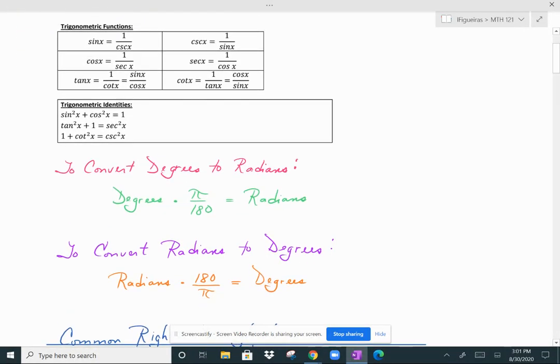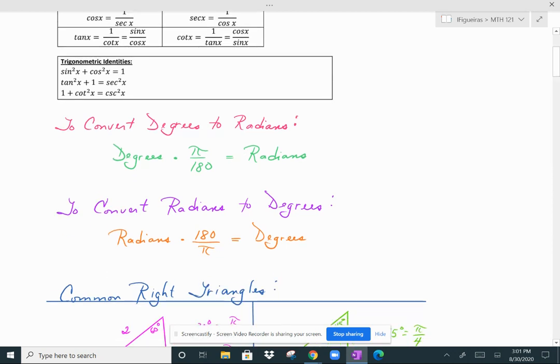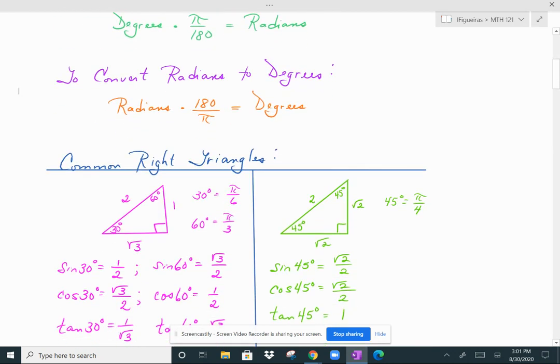Also, you should remember how to convert from degrees to radians and from radians to degrees. So to convert from degrees to radians, you have to take your degrees and multiply it by pi over 180, and that will give you radians. And to convert from radians to degrees, you take your radians, multiply it by 180 over pi, and that will give you degrees.